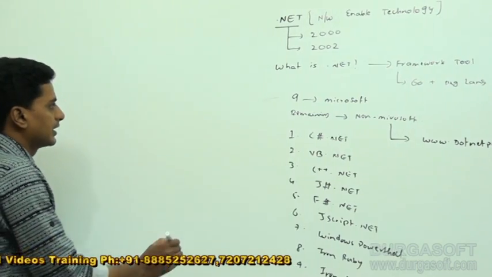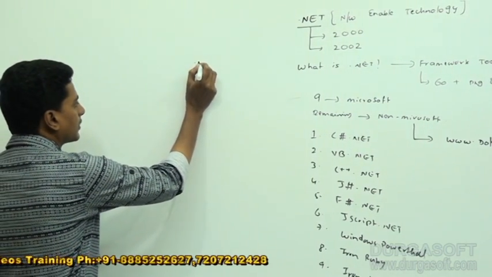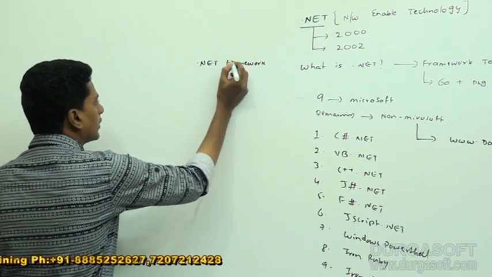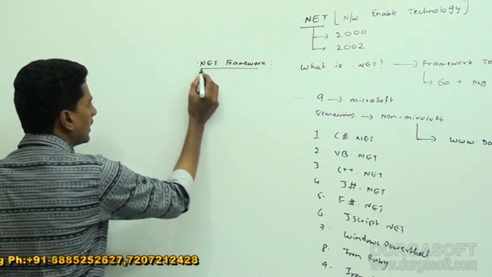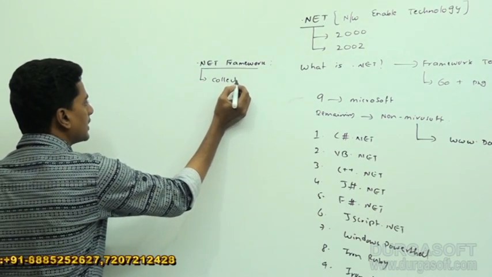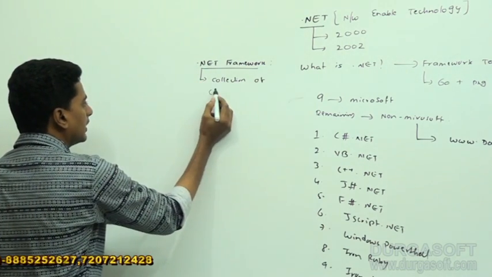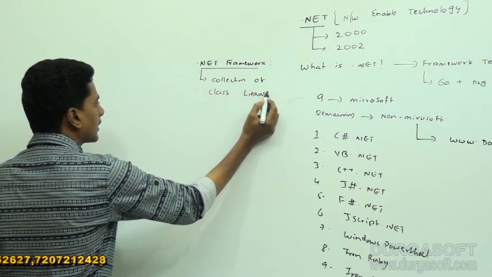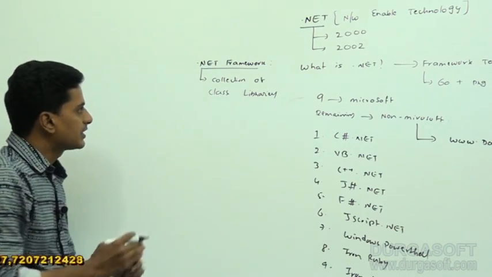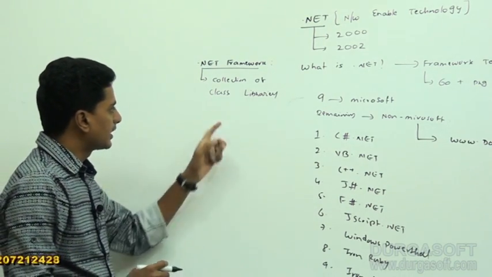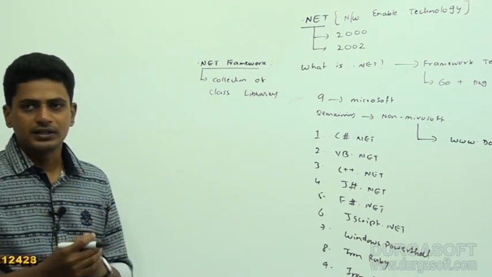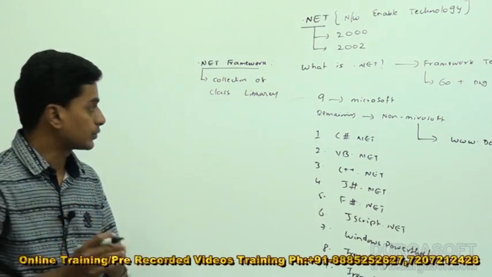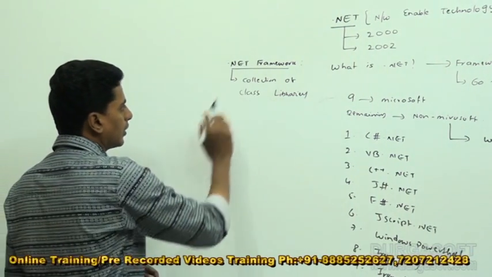Then we need to discuss what .NET framework means. .NET framework is a collection of class libraries. So it is a framework that contains a collection of class libraries. Class libraries contain classes, methods, functions and so on. All are included in the .NET framework.